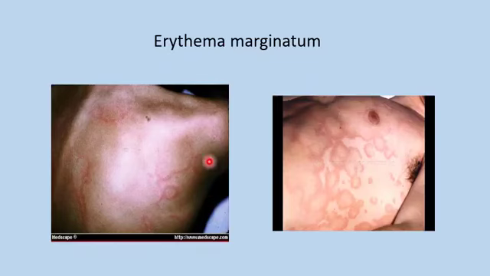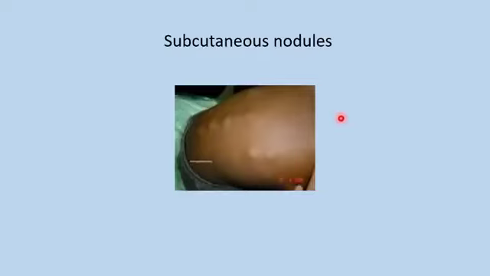Here is Erythema Marginatum. As you see, irregular circles as if you are drawing red irregular circles on the skin. Here it is obvious. Okay, this is Erythema Marginatum. Subcutaneous nodules, also here they are visible over the bones of the vertebra. There are small painless nodules appearing on the back of this person.